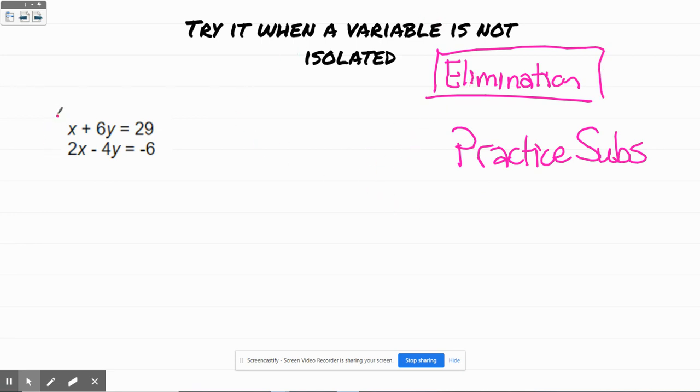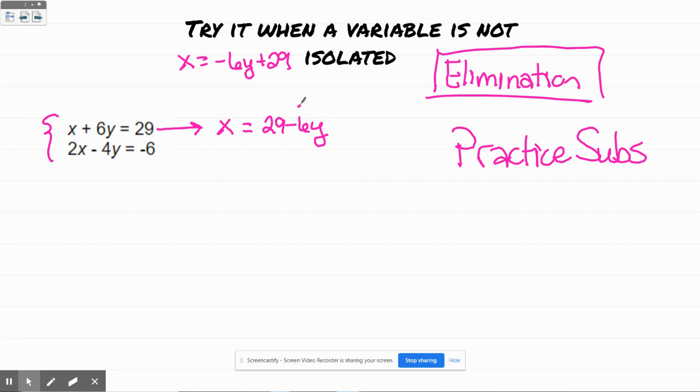So you'll look at both equations and say, is it easy to get one of these variables by itself? And it is. It's easy to get x by itself in the first one. All I have to do is subtract 6y. So I have 29 minus 6y equals x. Is it wrong if you say negative 6y plus 29? No, a lot of kids like to do it that way. It's perfectly fine.